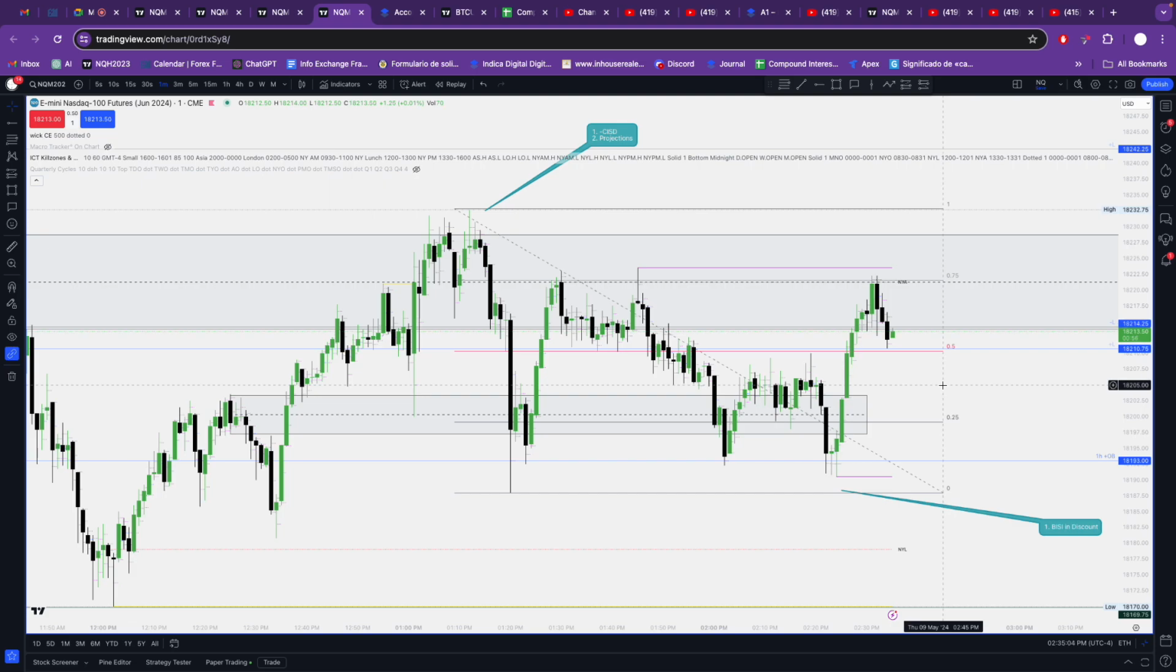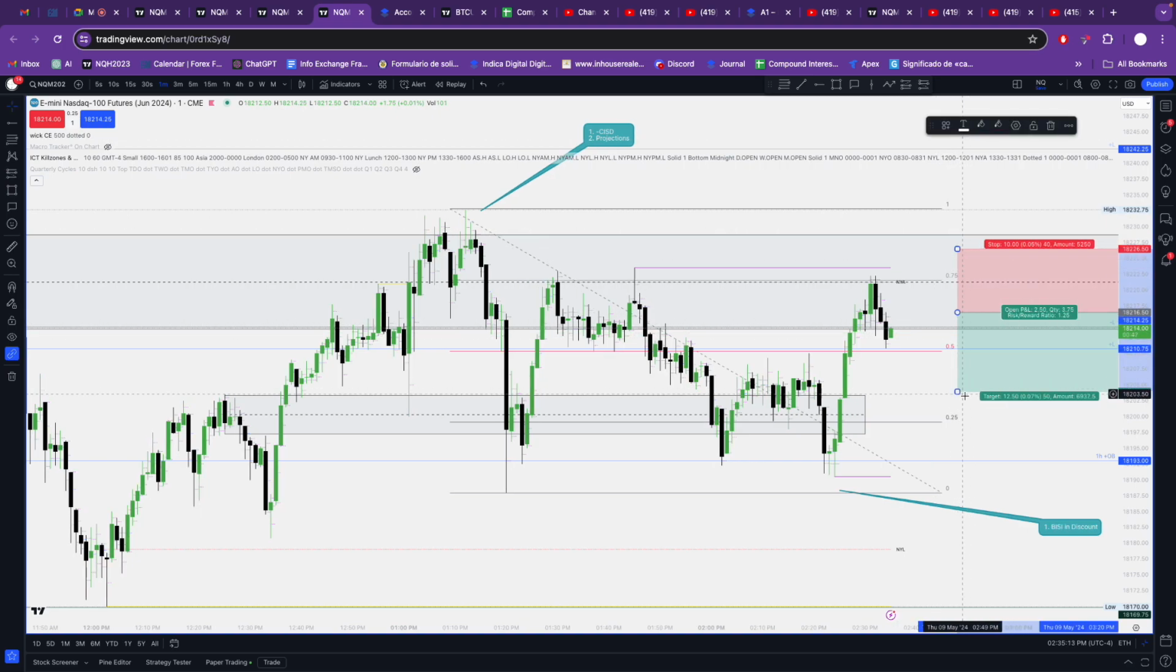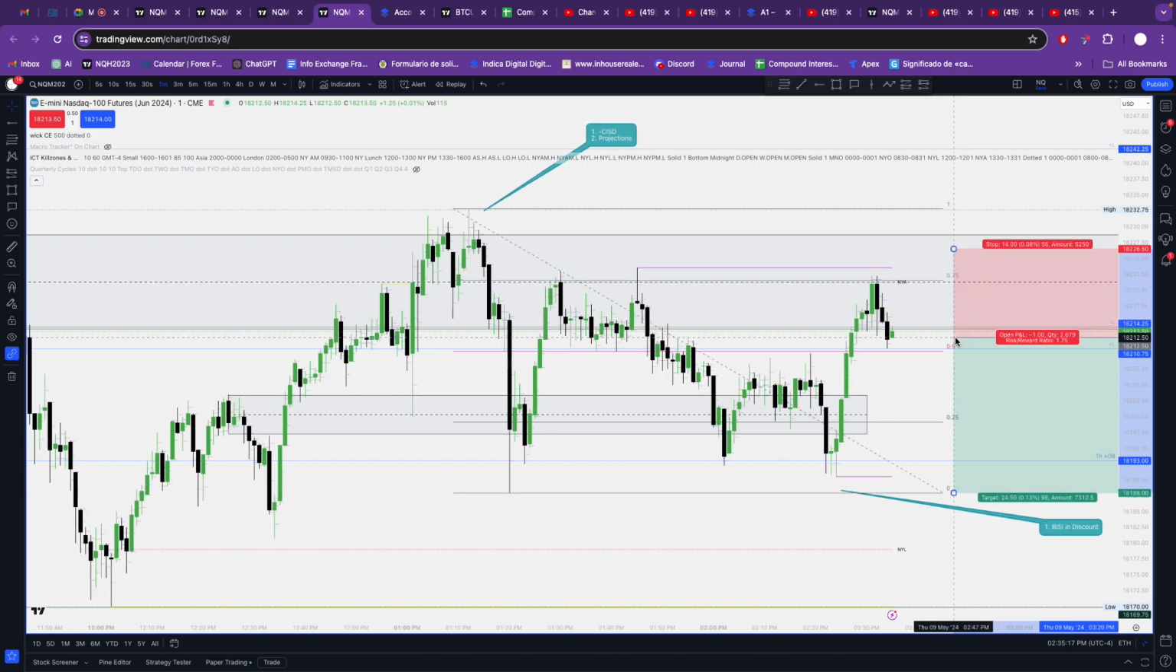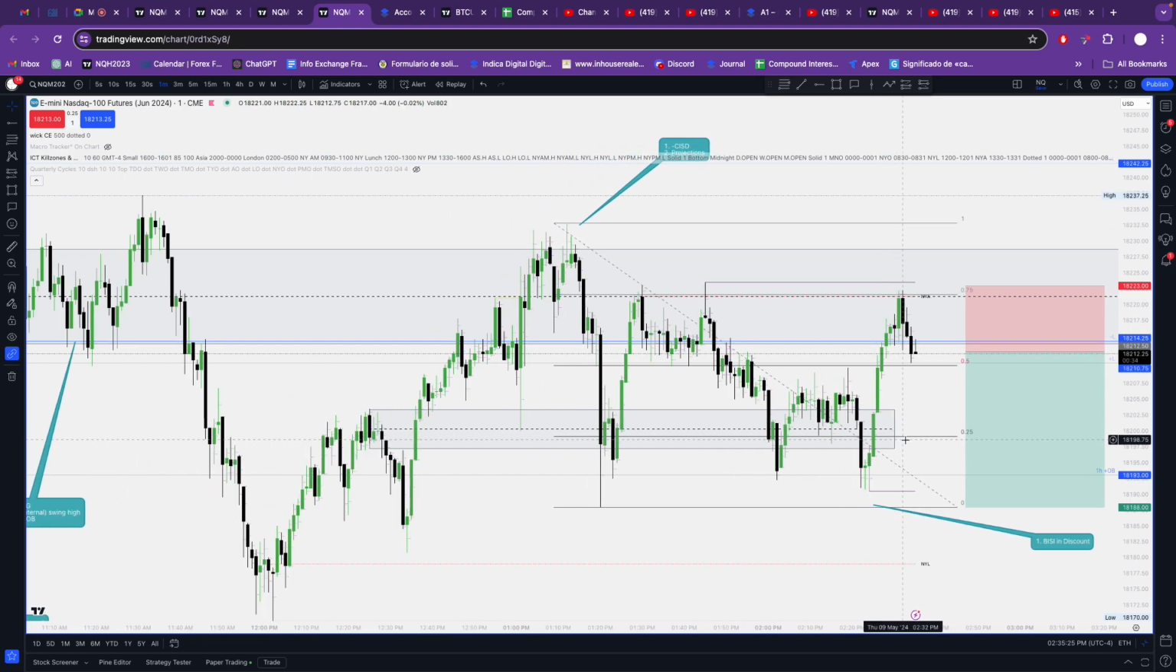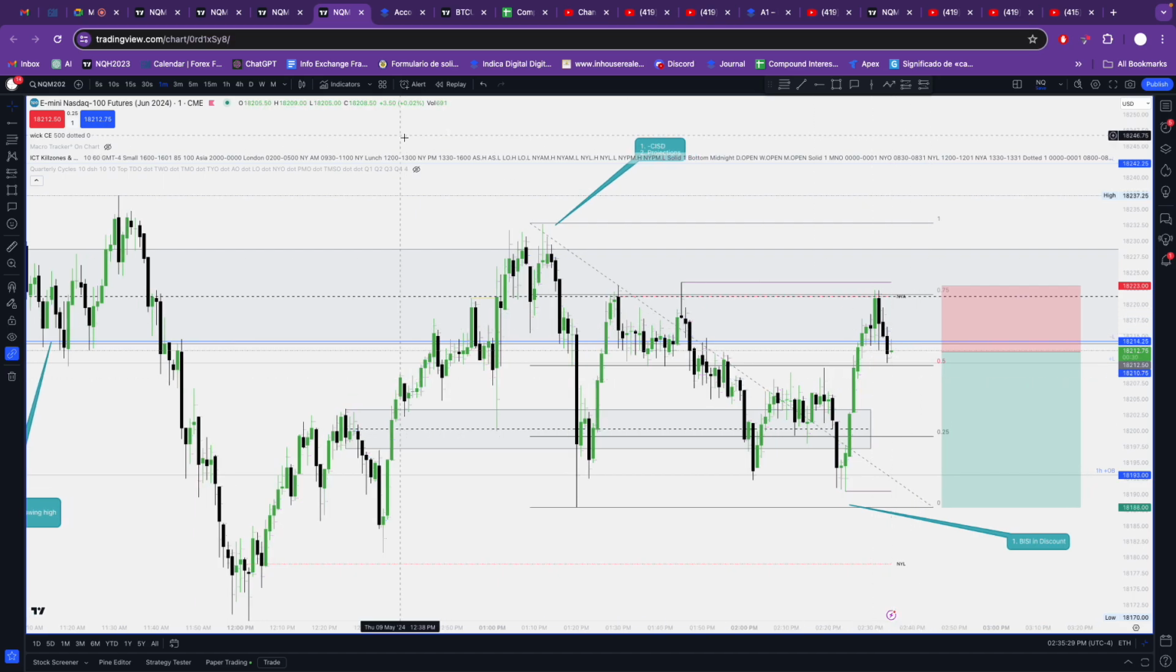How do we confirm and find an entry? Okay, good question. Well, 10 points is the most we can risk. The obvious thing we can do here is set this entry right here, and then 10 points is right here. Yeah, I agree.